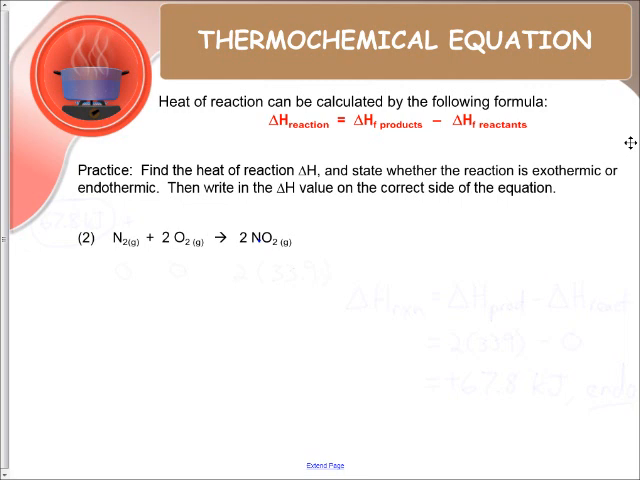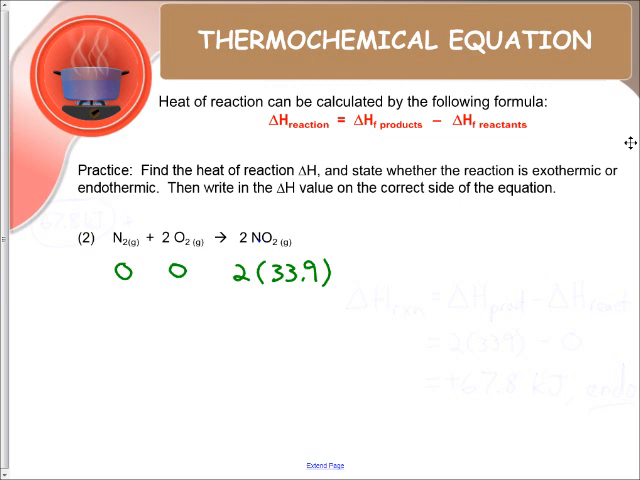Okay, let's see how you did. So for our reactants, we have nitrogen and oxygen. Both of those are elements in their standard state, so both of those are 0. When we look up our product, we get 33.9, and because there's 2 nitrogen dioxides, we need to have 2 times 33.9.